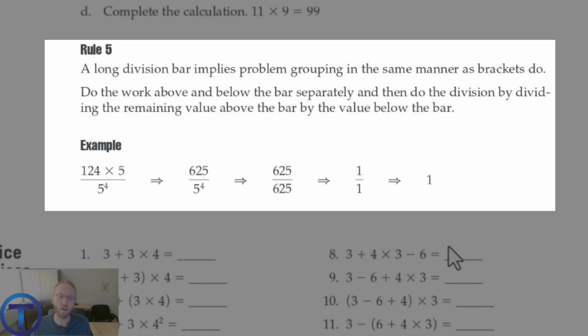Fifth rule: a long division bar implies the problem grouping in the same manner as brackets. So, example. 124 times 5 over 5 to the 4th power. Well, 124 times 5 is 625. 5 times itself 4 times is 625. 625 over 625 is the same as 1 over 1, and we have 1 is the answer. Okay, keep these rules in mind. Try out these problems next.